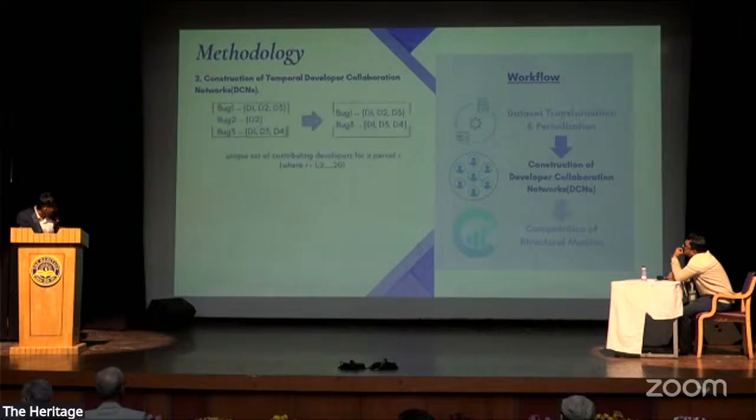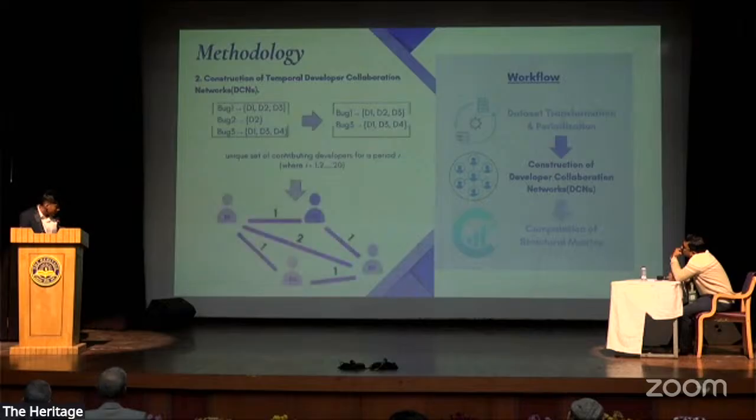So let's have a look at a sample data that we have prepared. Here, bug 2 will not be taken into consideration like I just explained because it has less than 3 developers. So we are left with bug 1 and bug 3. This is what the DCN for them looks like. Here you can see D1 and D2 have an edge weight of 1. So they have co-commented on one bug, that is bug 1 here, and D1 and D3 have an edge weight of 2. They have co-commented on 2 bugs. Similarly, D2 and D4 do not have an edge because they haven't worked together so far.